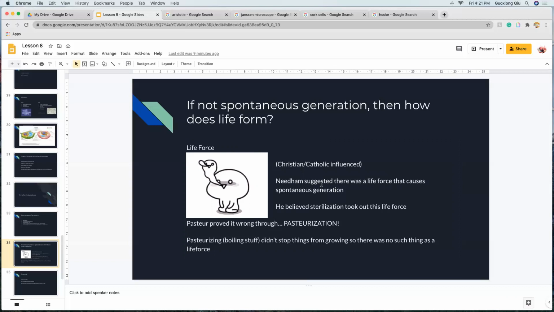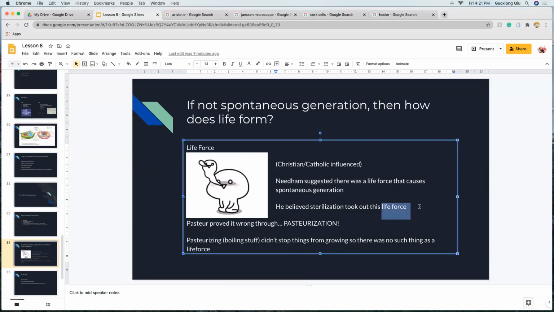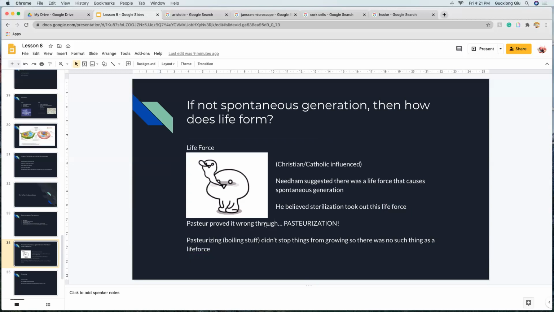So if you wiped something down with alcohol, it was cleaned, and there would be no life force left in it. But then Pasteur proved it wrong through pasteurization. And that is where the name comes from.